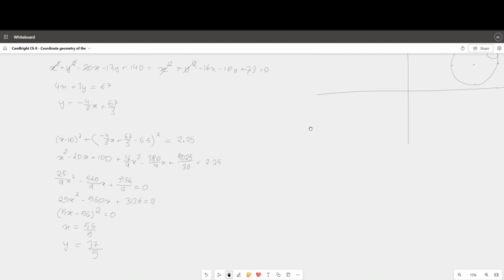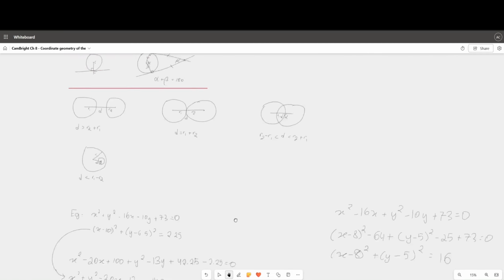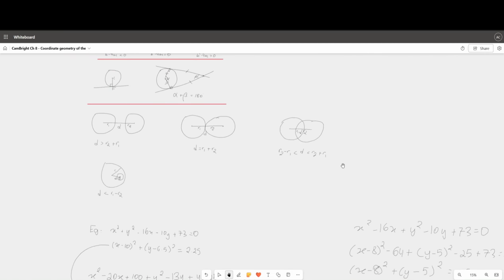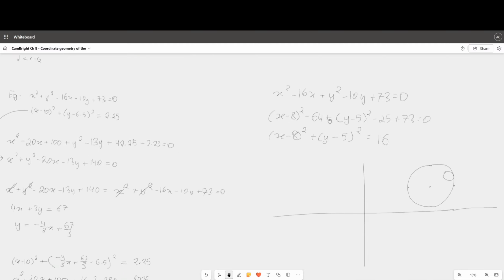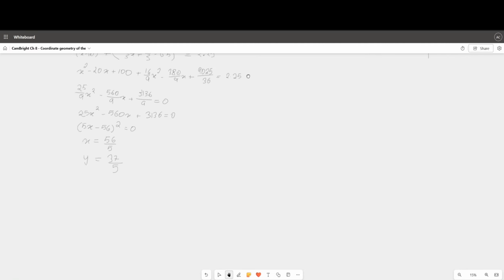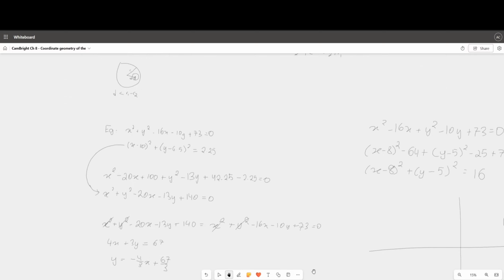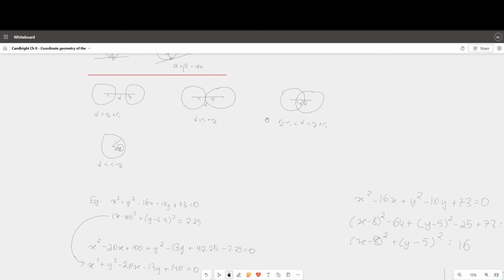So that's kind of an interesting question. These are the conditions, but don't memorize the distance formulas. Actually go for drawing the diagram and then solving the problem. But yeah, that's about it for this video.